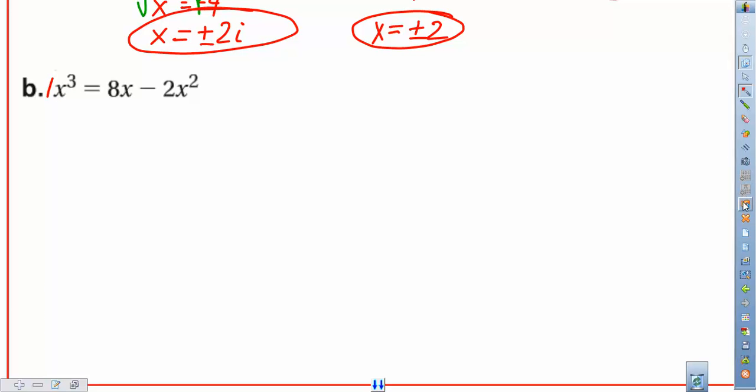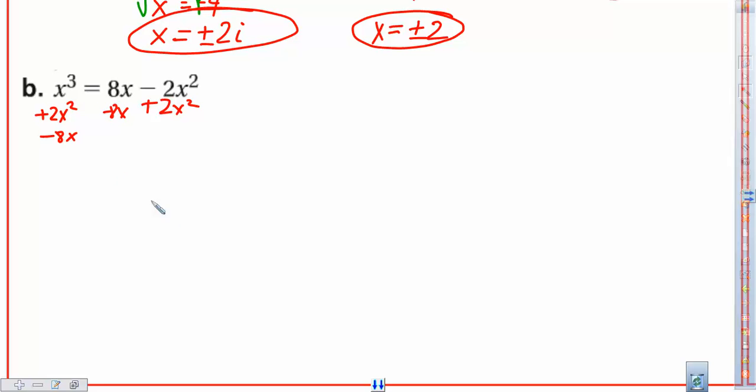Let's keep it positive. So let's go ahead and add 2x squared, put it over here, that side of the equal sign. Let's subtract 8x, put over here on this side of the equal sign. Let's write this in standard form, so we'd have x to the third, followed by plus 2x squared, and then followed by a minus 8x, and that would be equal to 0.